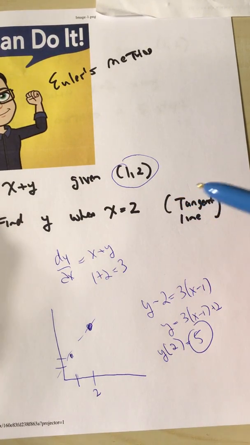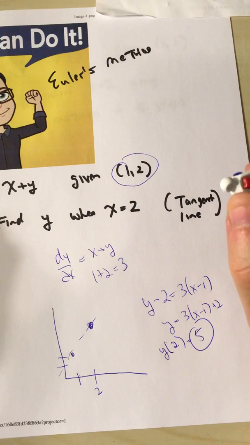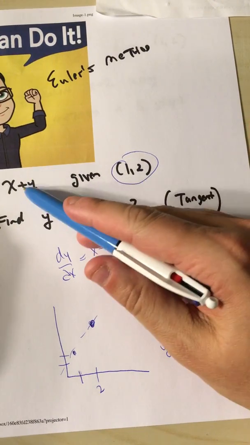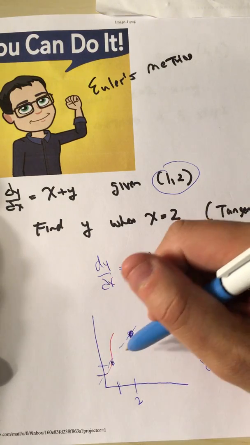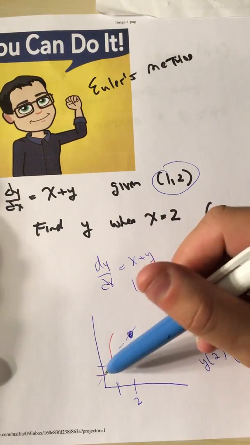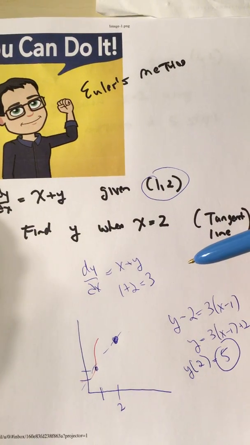And that's my answer, assuming it's not the answer. It's an estimate using a tangent line. I don't know what the curve is that solves this differential equation. I don't know if it's doing something completely different, but the best I can do is follow that tangent line along and get another point.